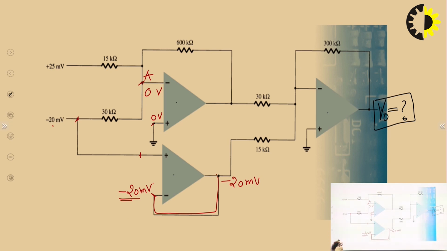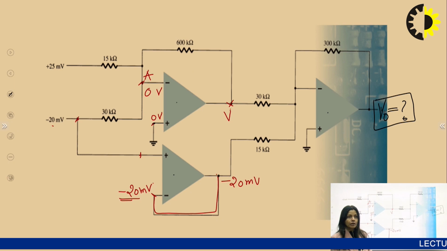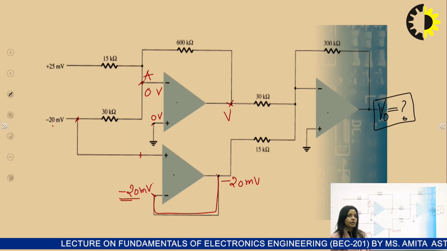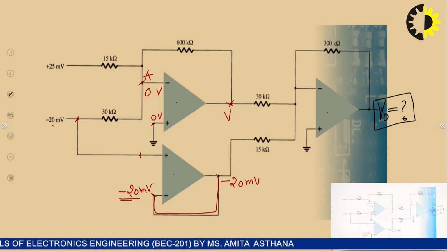Now, this is minus 20 and this is 0 volt, this is 0 volt. Now we have to find out the value of this potential. Let us say this is V, because without finding this intermediate voltage V, I cannot reach VO, the output point. So let us find out the potential of this intermediate point, that is V.